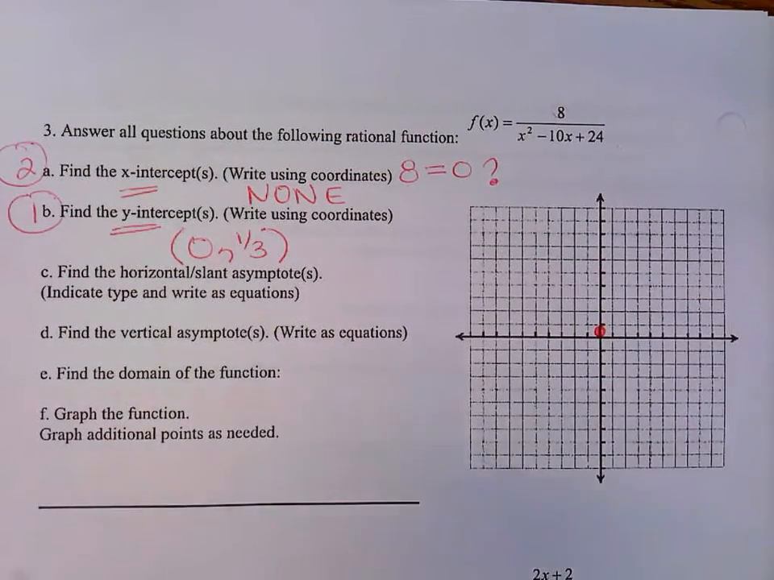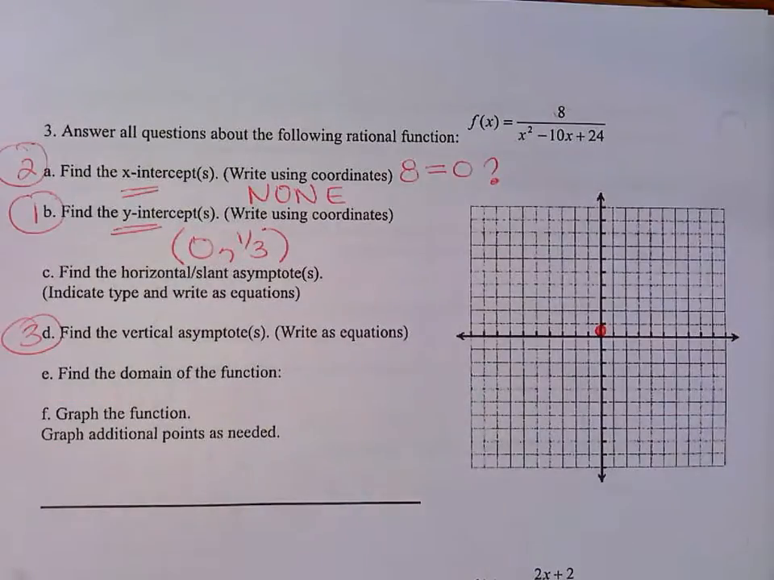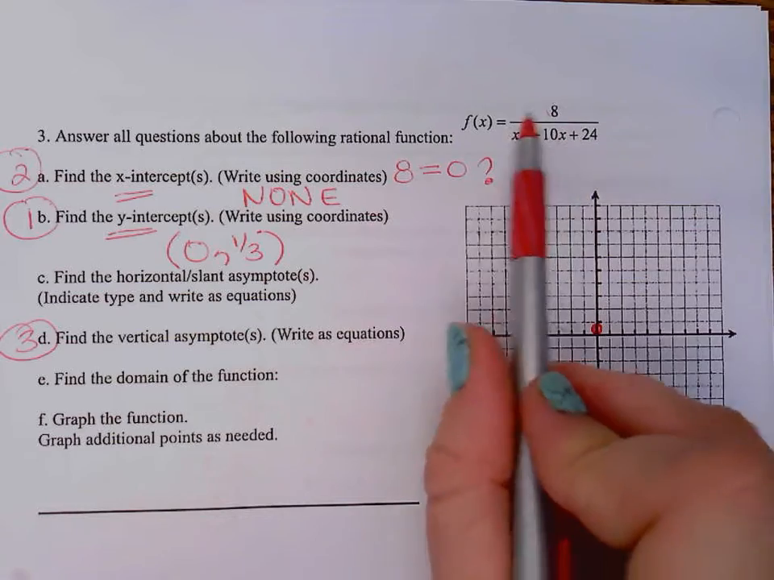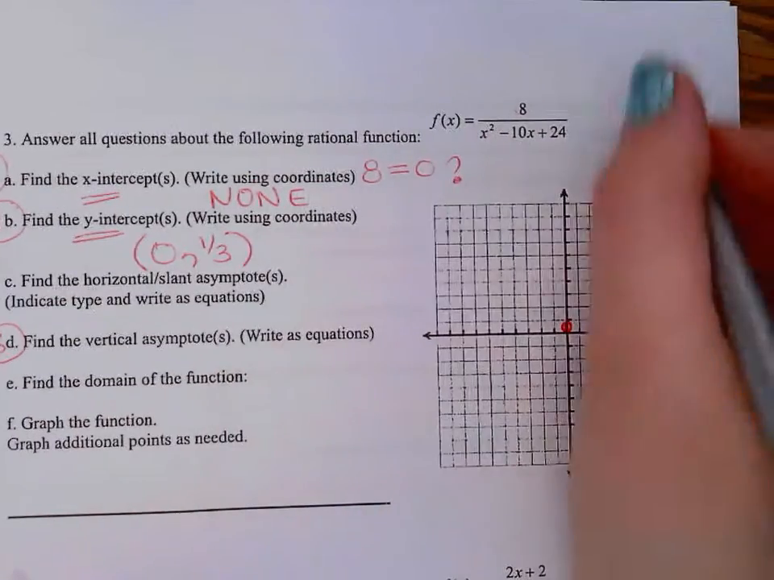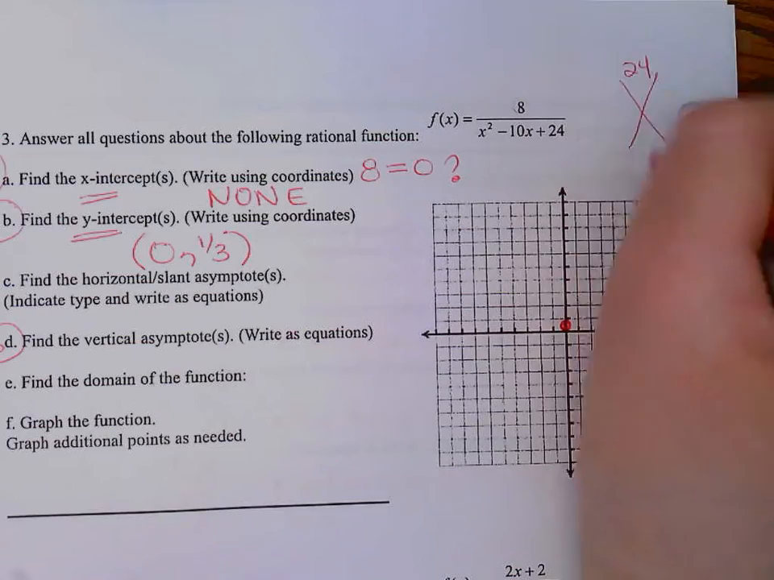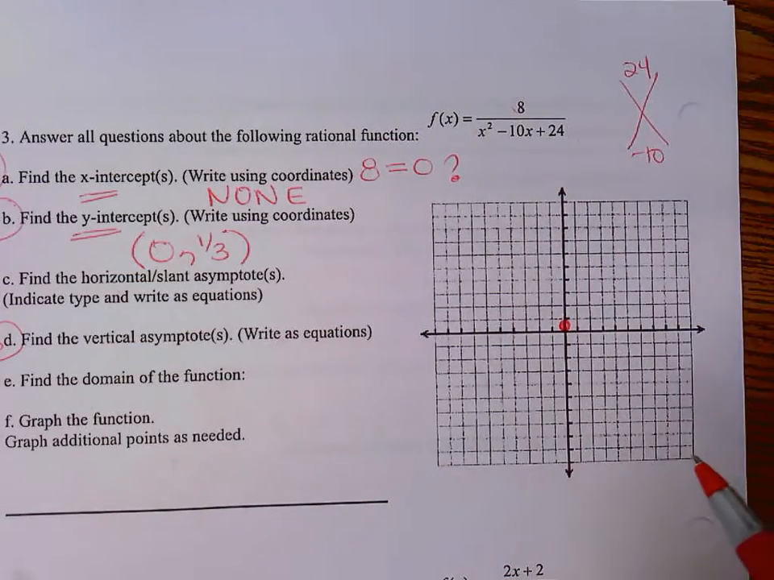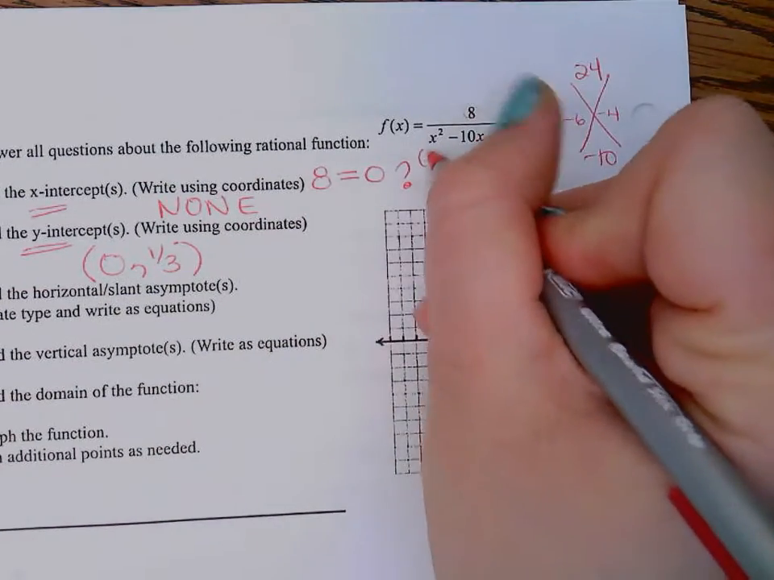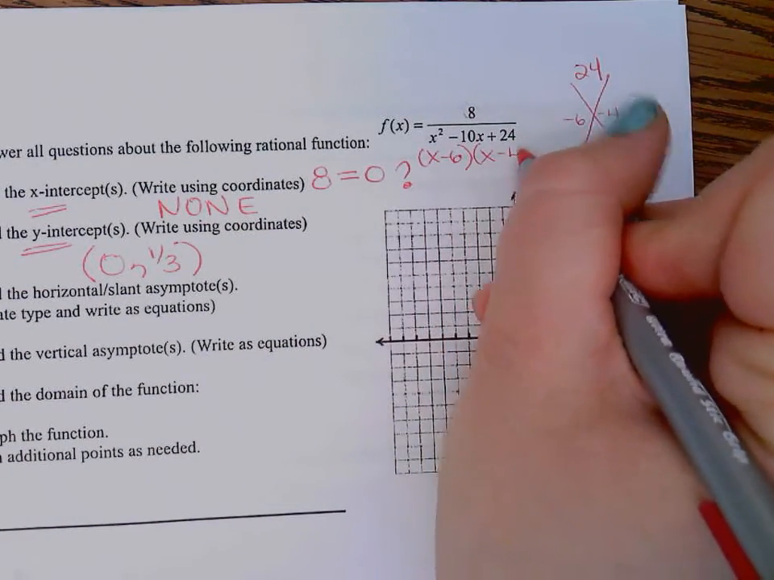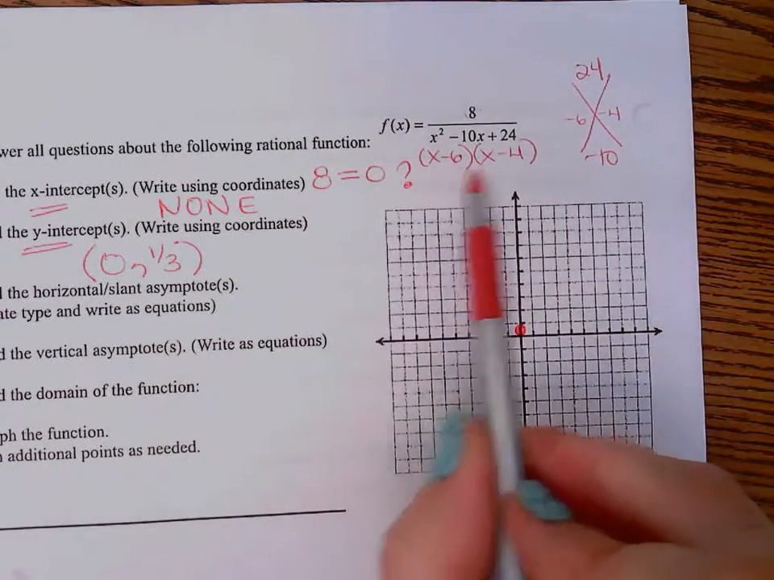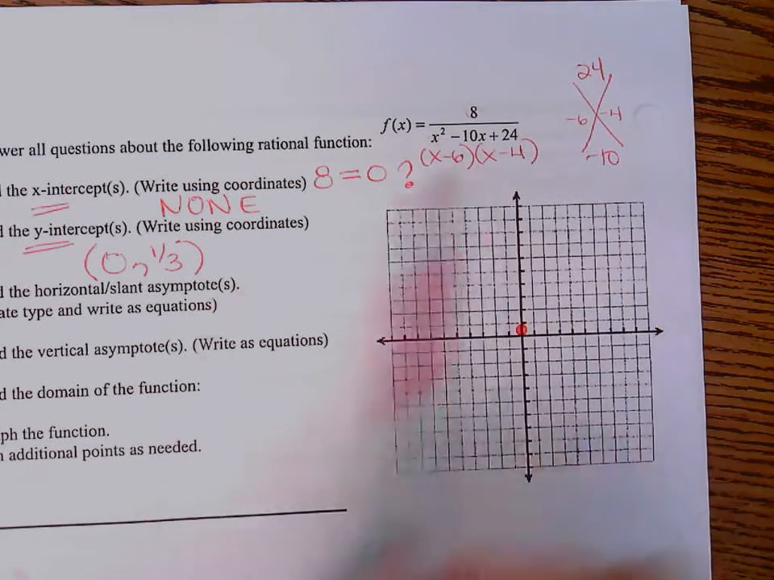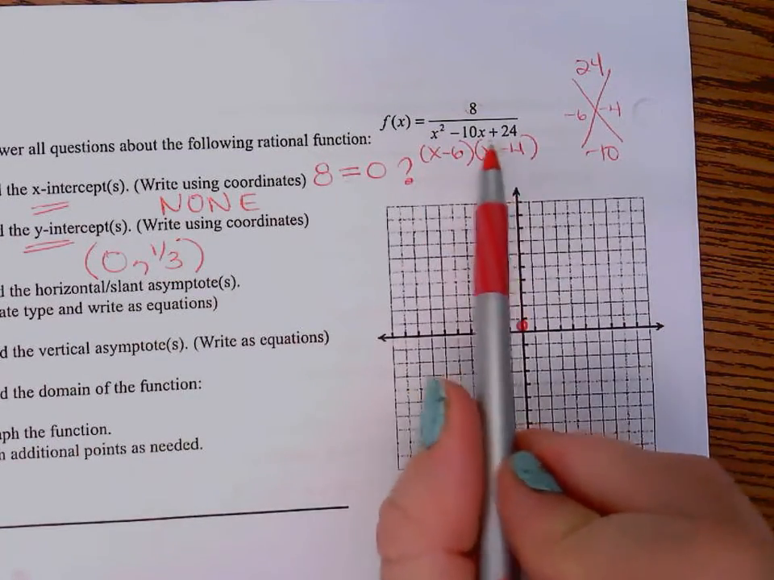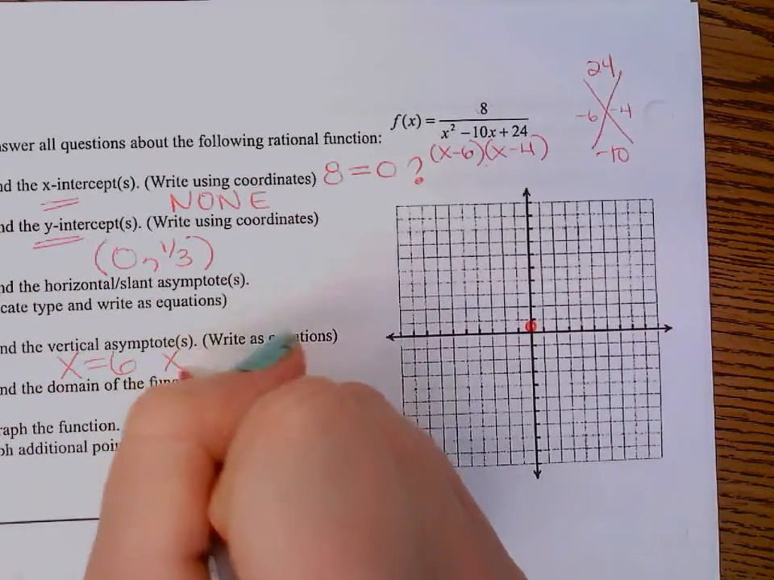Step 3, I like to look at my vertical asymptotes next. When will the denominator equal 0? It would be helpful if we could factor this. Using the diamond method, we're looking for the factors of 24 that add up to negative 10. That would be negative 6 times negative 4, x minus 6 times x minus 4. If I factor the denominator, I know that my two vertical asymptotes are going to be at positive 6 and at positive 4. x equals 6 and x equals 4.